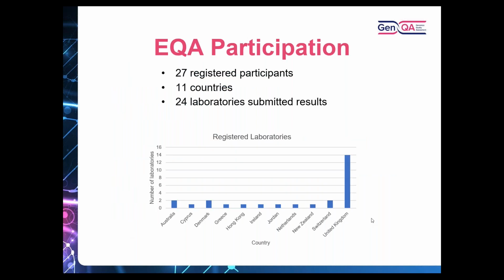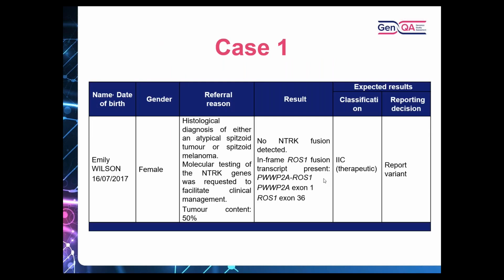So we had 27 registered participants for this EQA from 11 different countries. As we might have expected, there were quite a few from the UK, but as you can see from this graph on this page, we did have representation from quite a number of other countries, which means that we had to think of this as a worldwide approach and not just the UK when we're assessing the reports. Of these registered participants, 24 of the labs actually submitted results for the EQA. I'm going to go over the cases one by one, and I'm going to give an introduction to each case, and then I'll present the results.